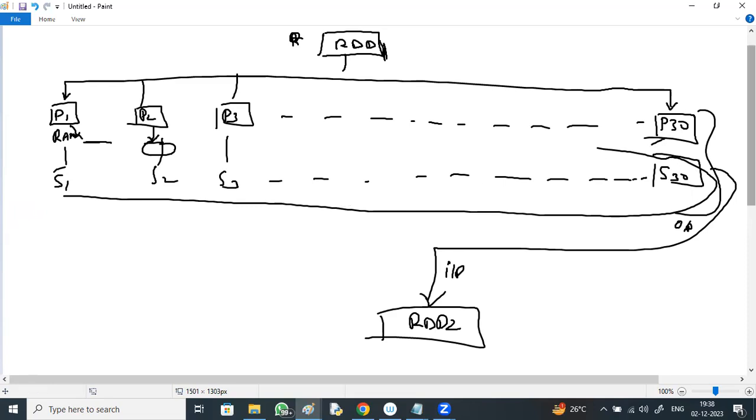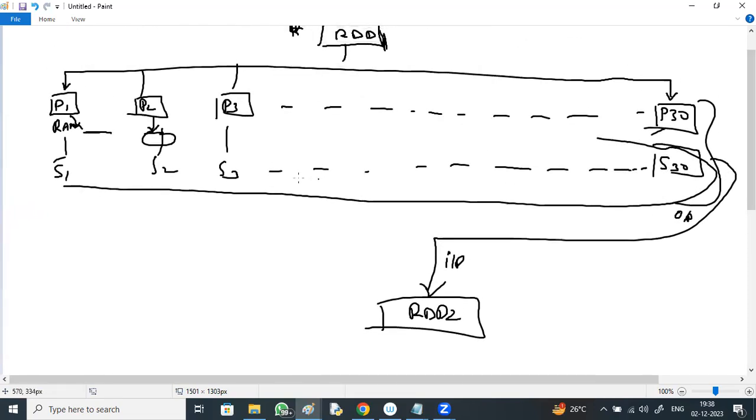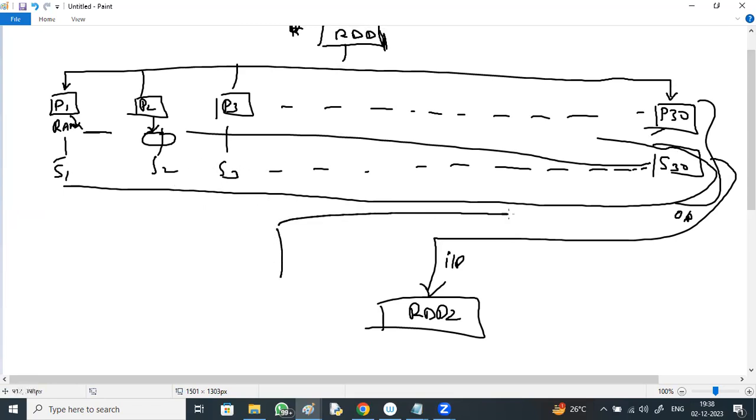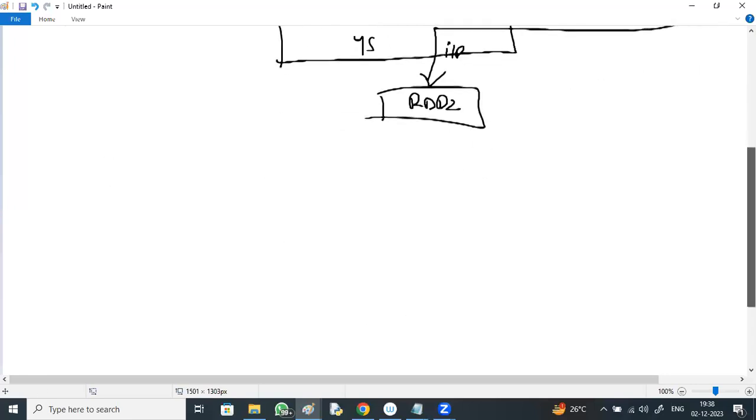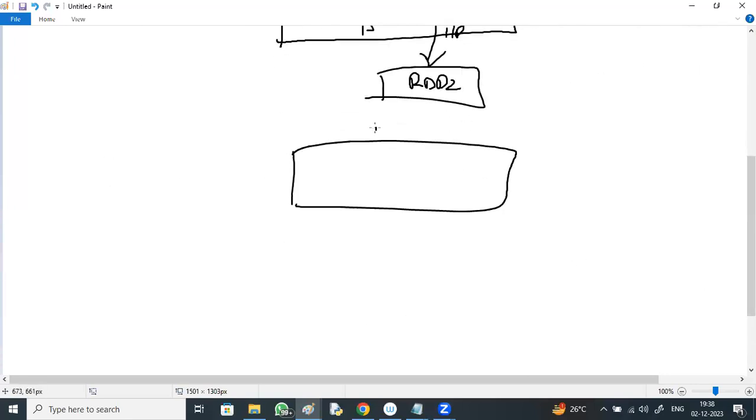Okay, a ranking kind of operation across multiple partitions. So yes, there is one more node, one more system, right? The output of all of this goes there. For example, generally, this is an RDD: P1, P2, P3, up to P30.